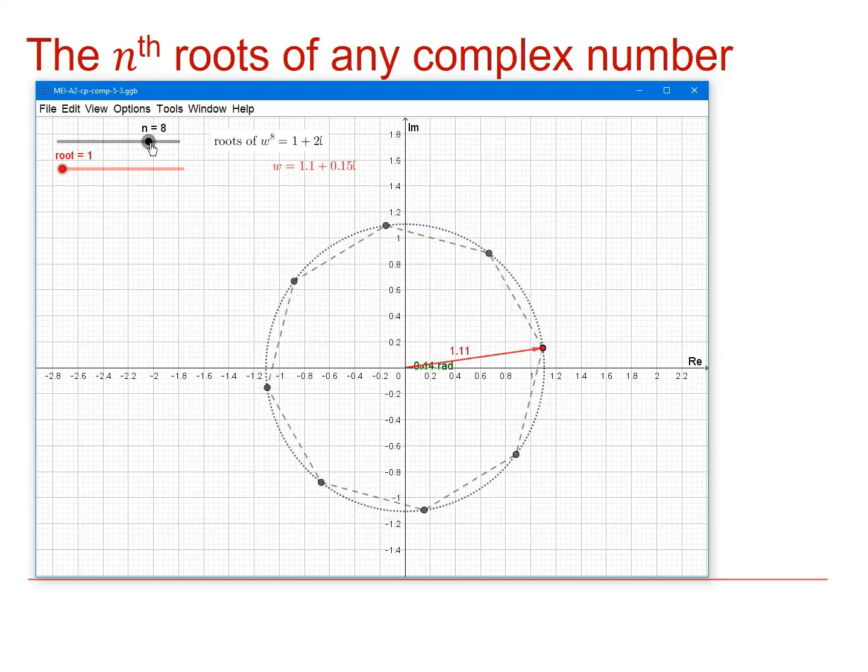Push that up to 8, and again I get 8 roots evenly spaced around the circle, and the radius of the circle has come down even further. So our technique is to find the modulus and argument of the complex number that we're finding the root of, and then we find the nth root of its modulus. That gives us the circle for each of these roots, and we find 1/nth of its argument plus some multiple of 2 pi by n.